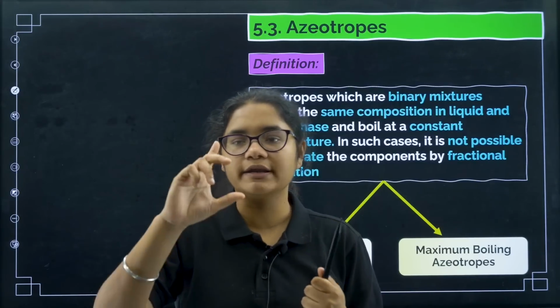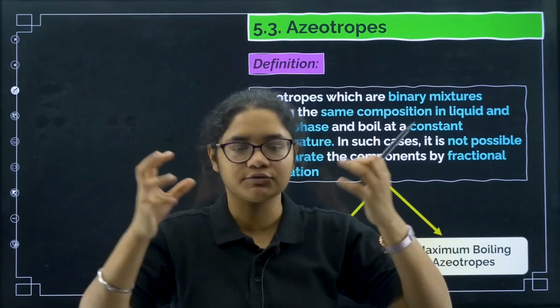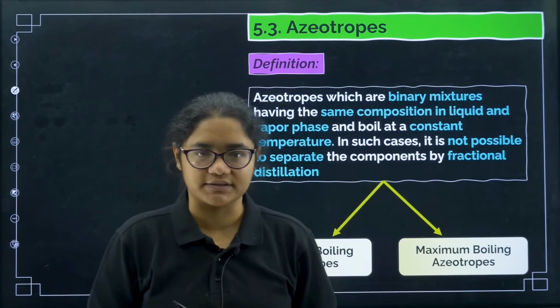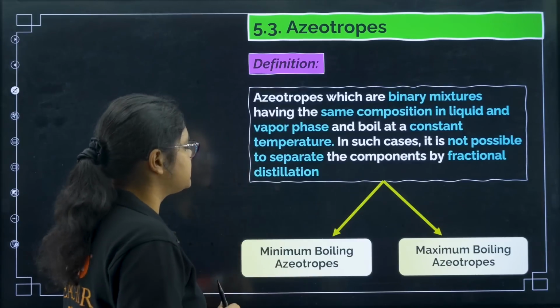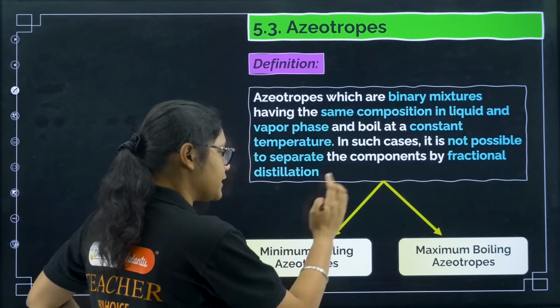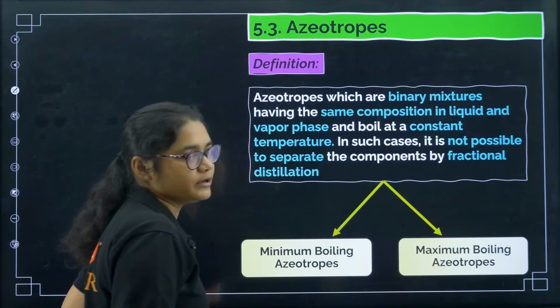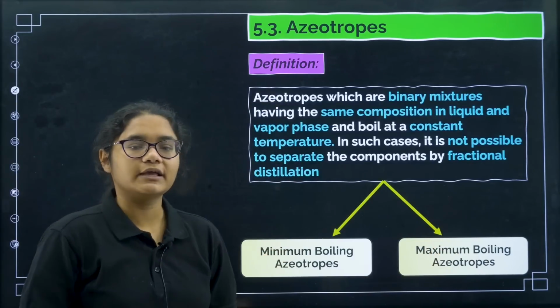Okay, when you boil it, both will boil at the same temperature, so you cannot separate them out. This is called azeotropic mixtures. Now, there are two types of azeotropic mixture: one is minimum boiling azeotrope and the other is maximum boiling azeotrope. Now what is minimum boiling azeotrope?